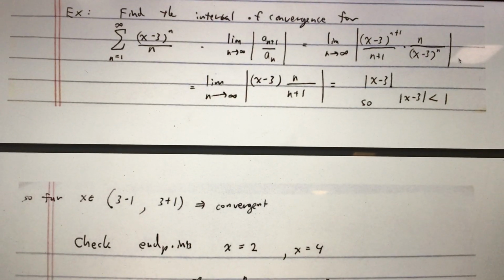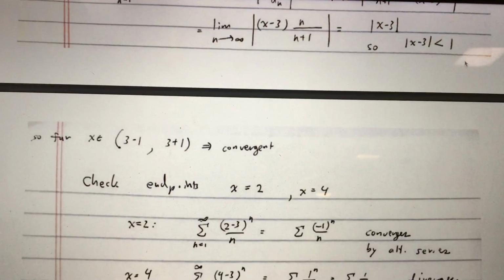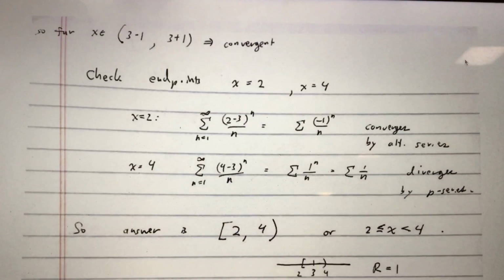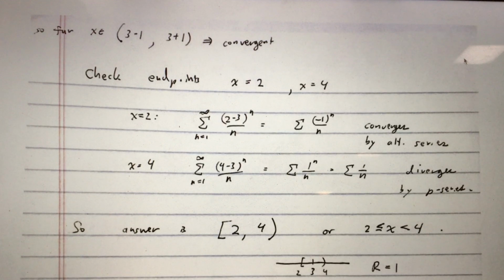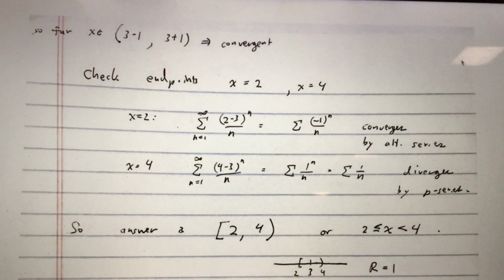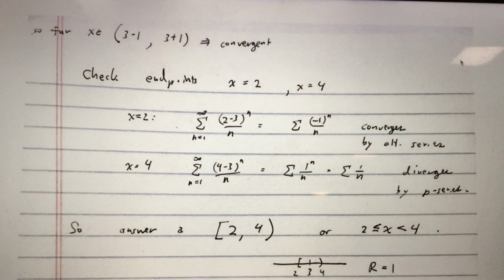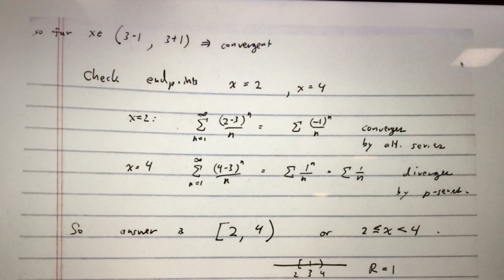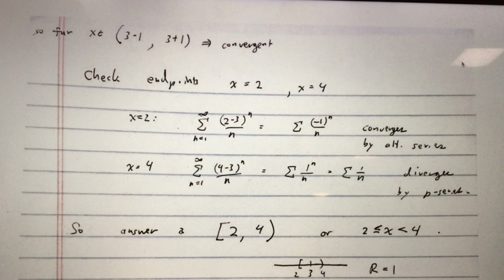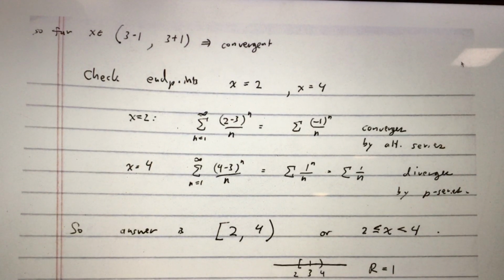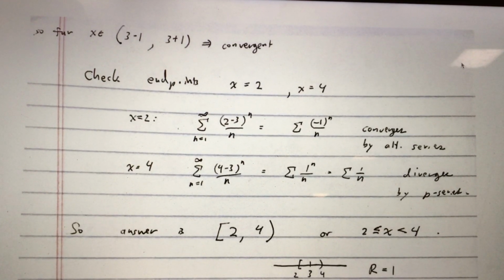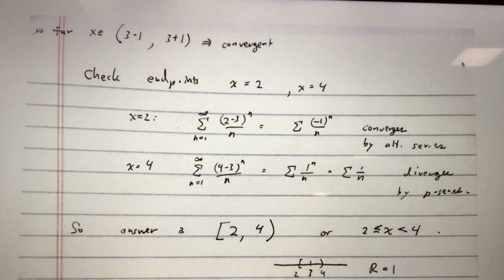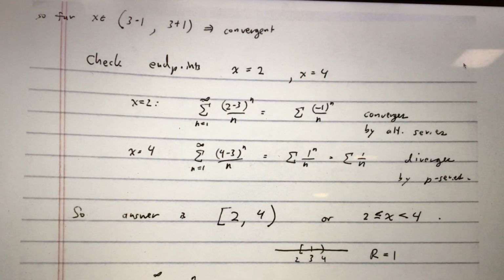So then you find that limit. We're going to do it on the board, and then you have to check endpoints, which means we'll plug in the two endpoints. So we're going to find x equal to 2 and x equal to 4 are the endpoints. But then you plug those in for x back into the original series, the sum from n equals 1 to infinity of (2 minus 3) to the n divided by n, and the sum from n equals 1 to infinity of (4 minus 3) to the n divided by n.